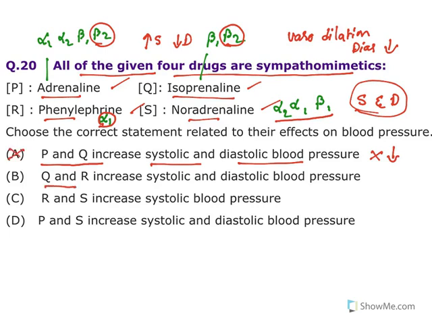Q and R, isoprenaline and phenylephrine, increases systolic and diastolic. No, again, isoprenaline reduces diastolic blood pressure. R and S, phenylephrine and noradrenaline, increase systolic blood pressure. This is true. This is correct.